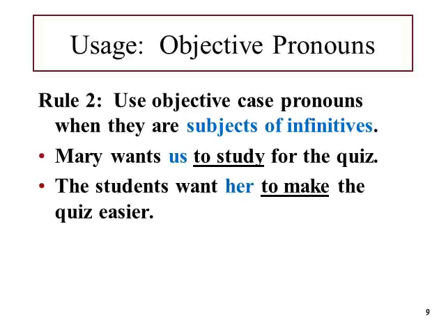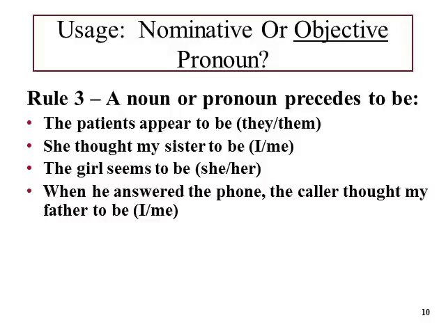Let's move on. Rule number two, we say you want to use objective case pronouns when they're the subject of an infinitive. So again, Mary wants us to study for the quiz. The students want her to make the quiz easier. That should also make a lot of sense. Here's your infinitive, and here's your objective case. You wouldn't say the students want she to make the quiz easier. So this should start to make a little sense too, just in the way it sounds. And when he answered the phone, the caller thought my father to be me.